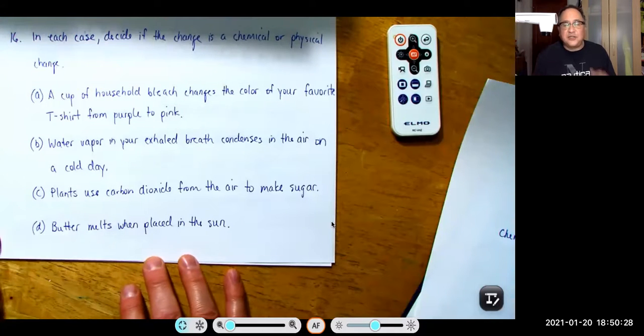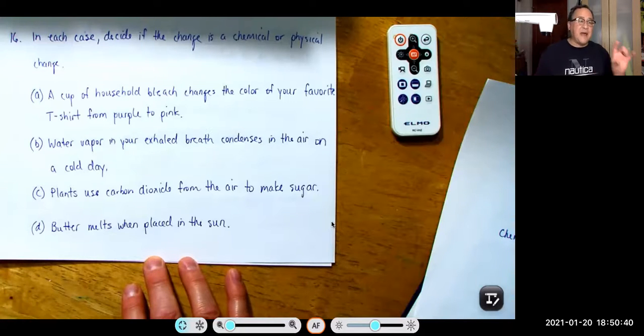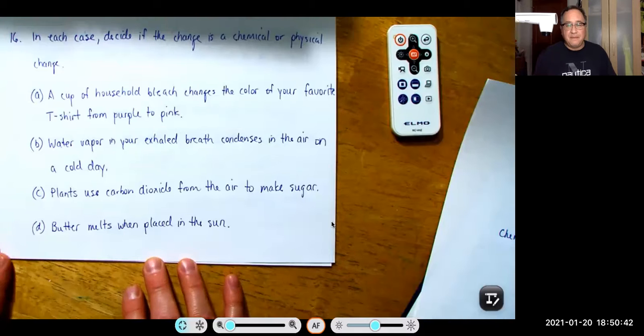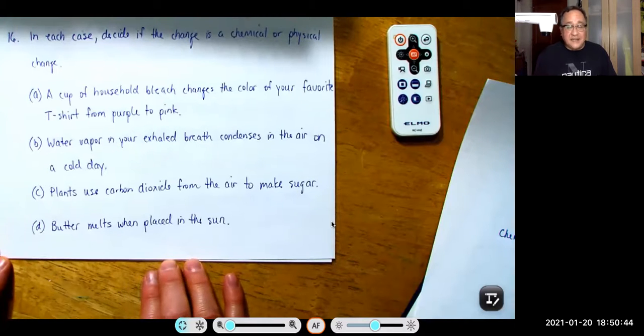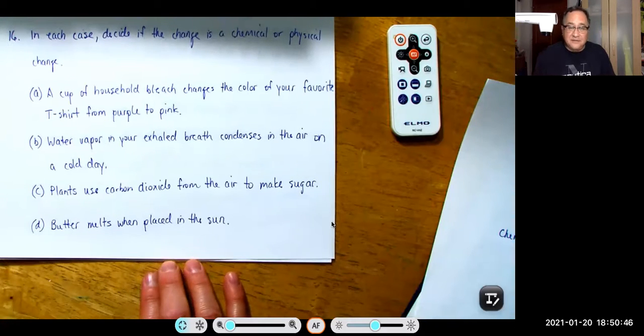You just throw bleach in there and it turns pink. How easy is it to turn the pink back to purple? And I'm not talking about putting your t-shirt in the washing machine and adding purple. That's not undoing, that's covering. How easy is it to turn the pink back to purple? If it were easy, they'd sell the product on TV.